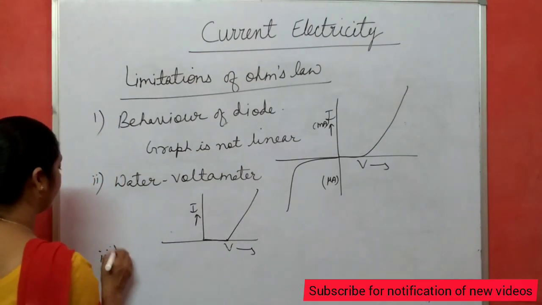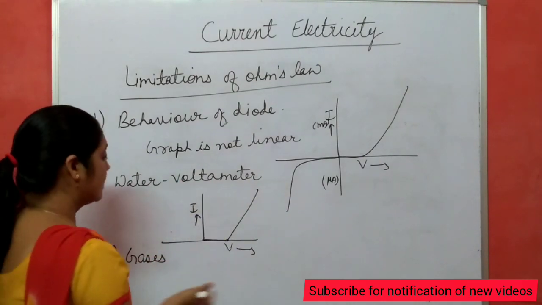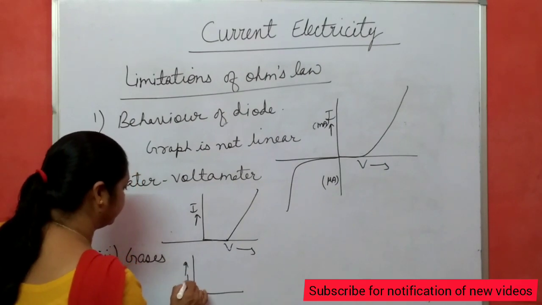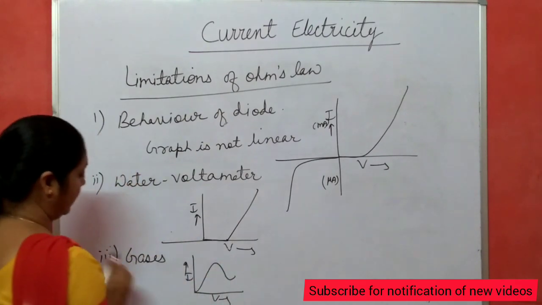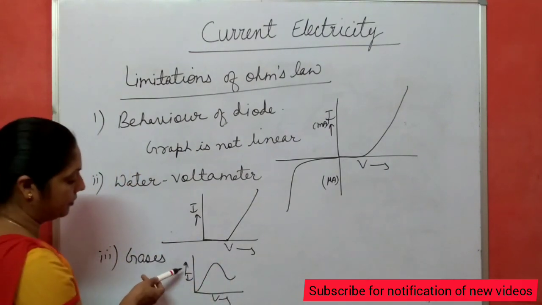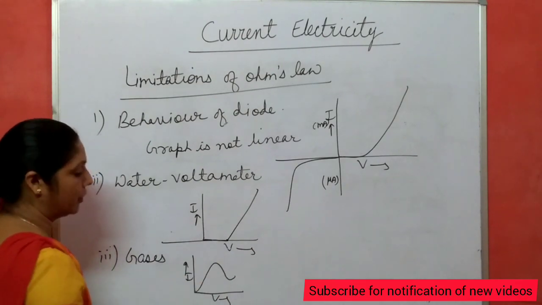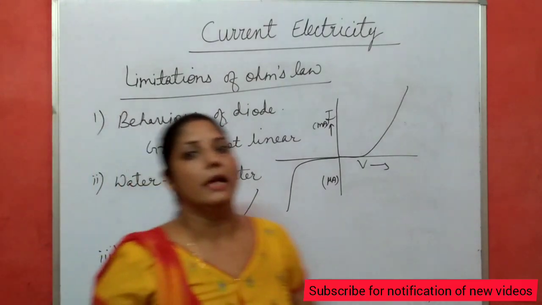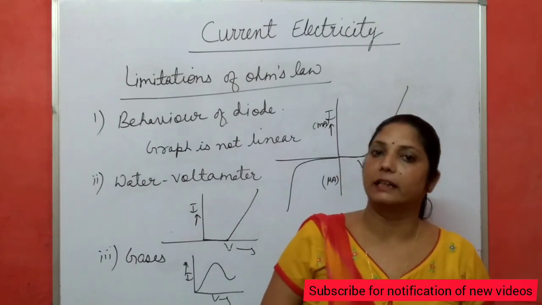One more, gases. Gases also do not obey Ohm's law. In the case of gas, the graph is like this one. Sometimes it first increases somewhat linearly, then after that it is like this one. This is the graph for gases between I and V, and it also does not follow Ohm's law. So these are certain limitations of Ohm's law, and these types of materials, conductors, are called non-ohmic conductors.